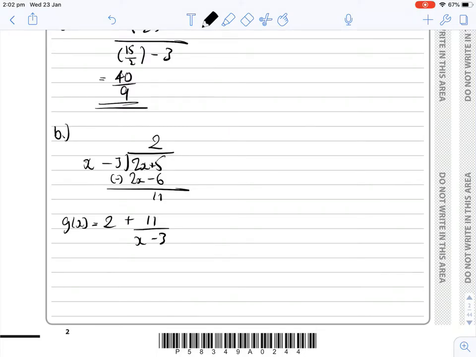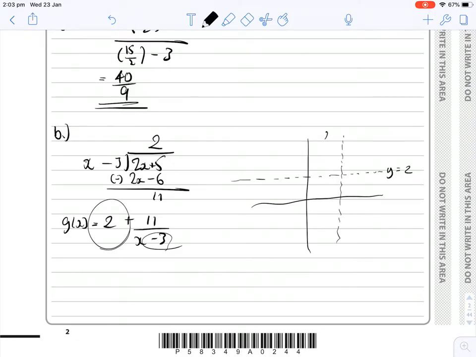What this tells us is if we wanted to sketch the graph that we had, we've got the 2 here, which means that we originally had a reciprocal graph that has been transformed, so our y asymptote has been moved up by 2. So we've got an asymptote there at y equals 2. Our x asymptote has been moved to the right by 3 at x equals 3, and our curve is going to look something like that.